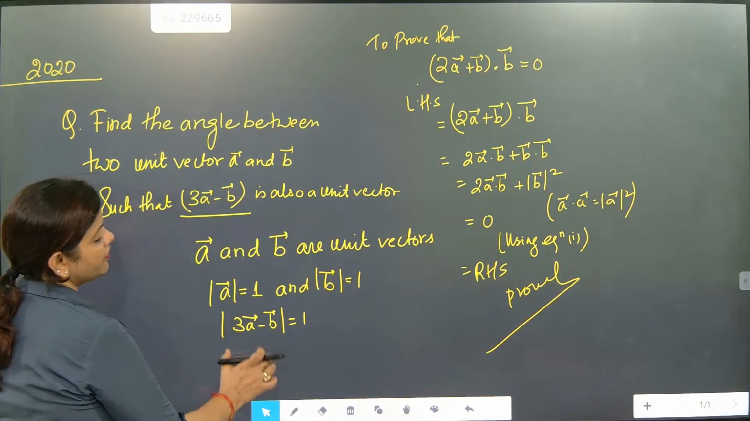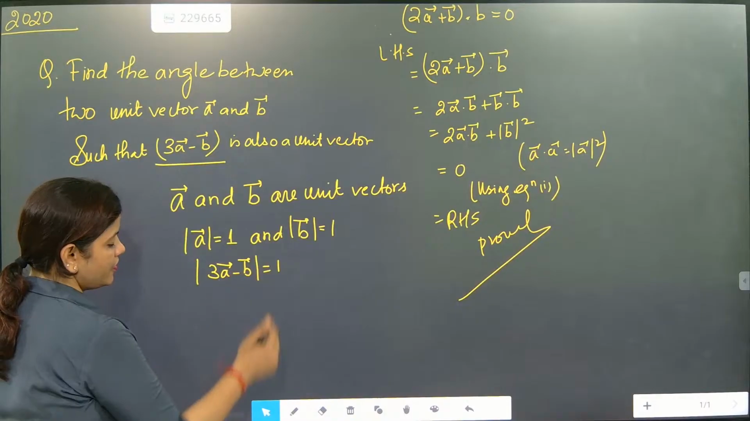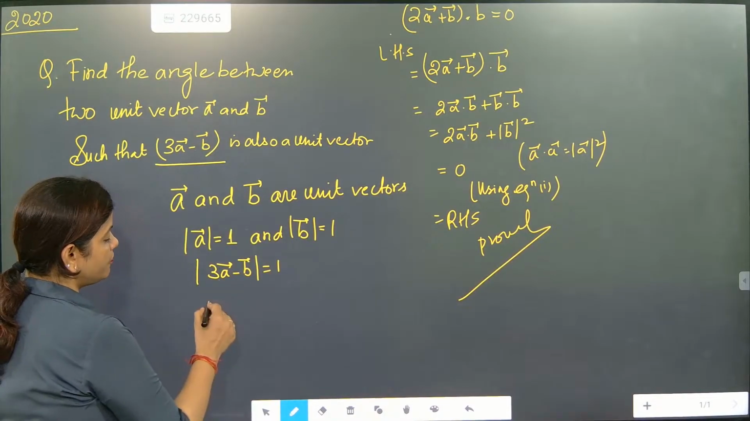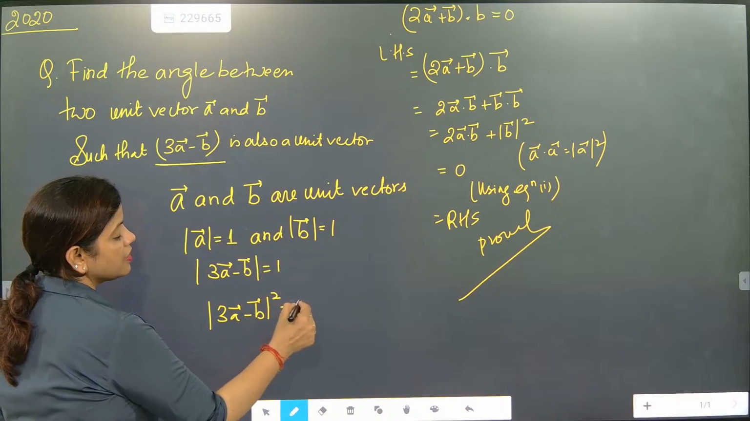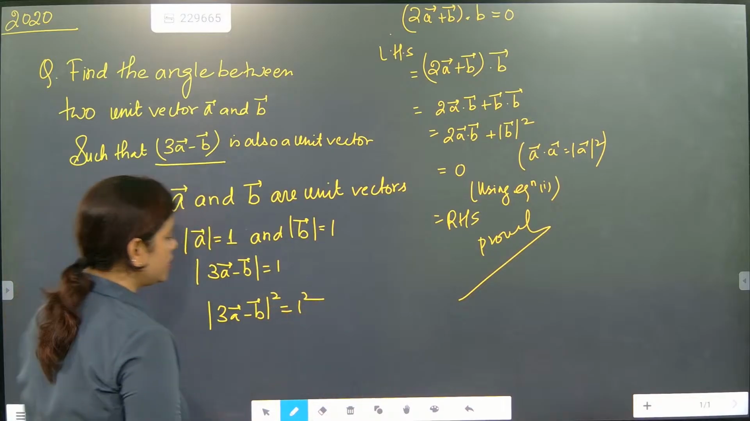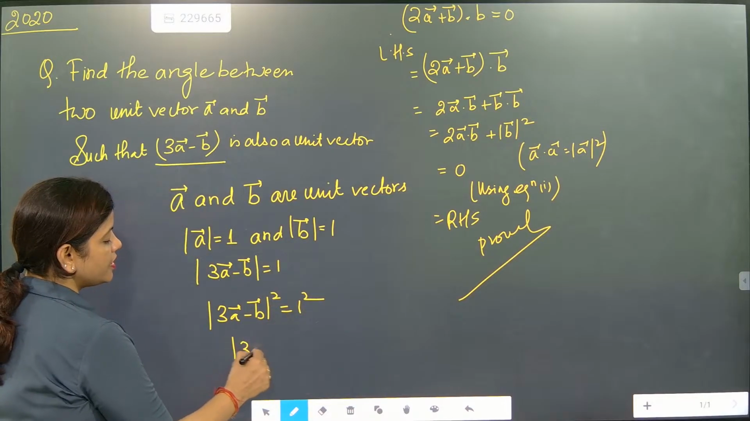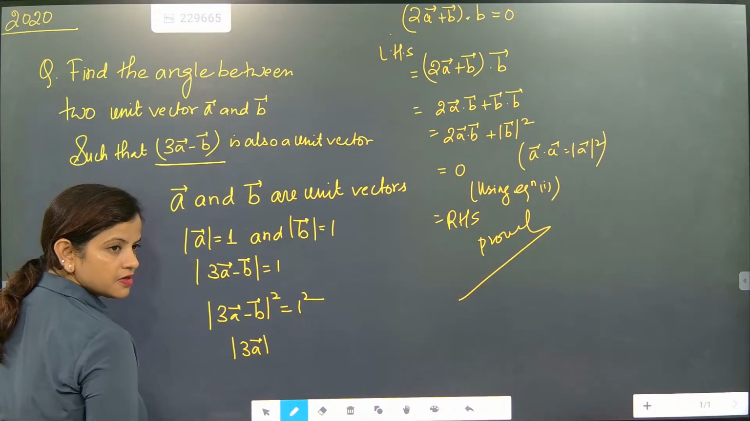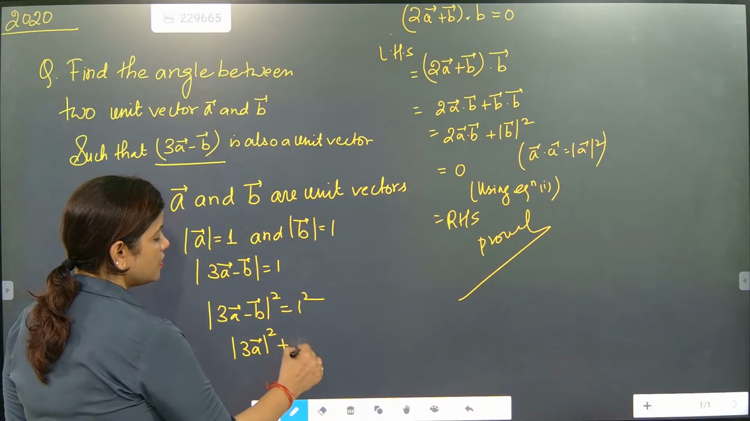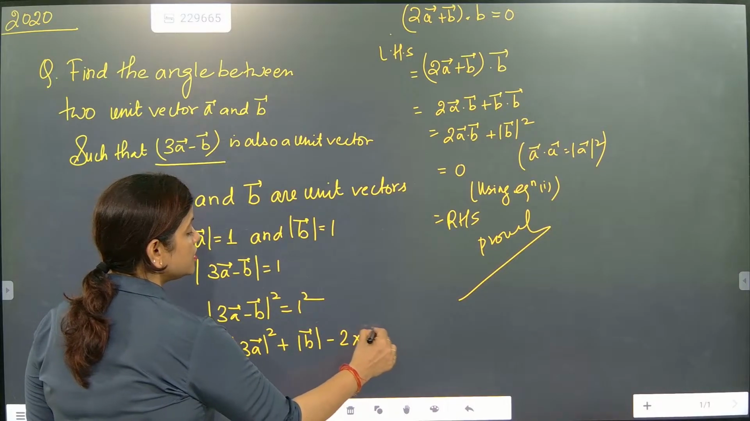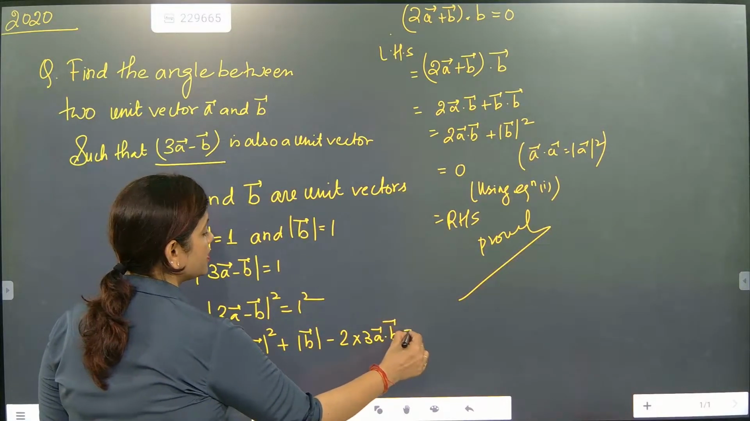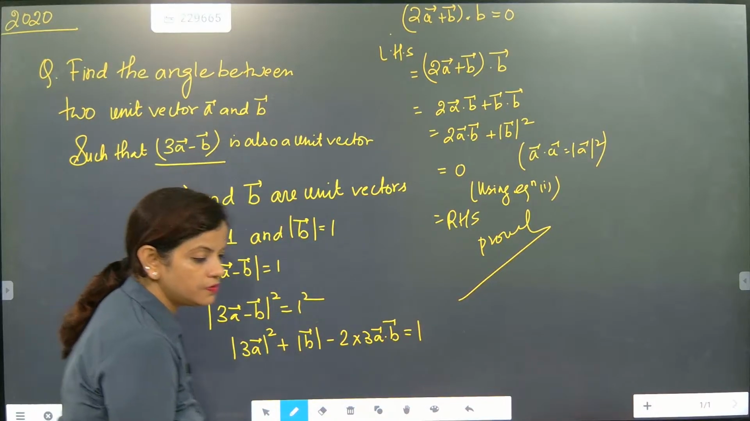Once this magnitude part is given, we know one simple jump. Because there is no other scope, we will square both sides. Got it? Once you square, what are you going to get, beta? The modulus of this part whole square plus the modulus of this part whole square minus 2 into 3A vector dot B vector is equal to 1. Note down.